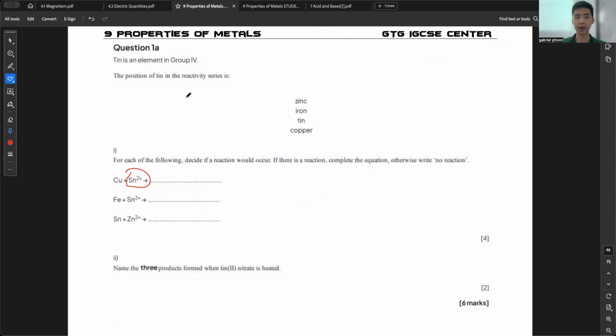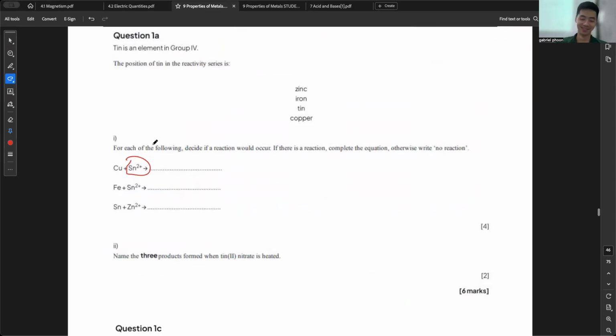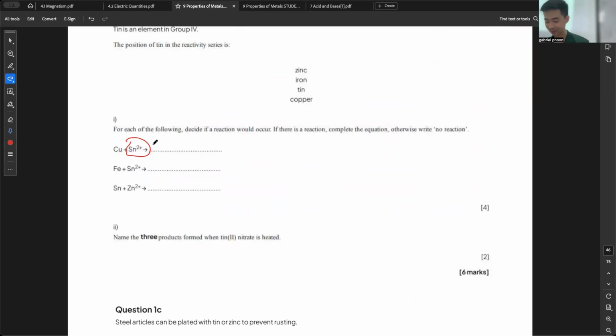Anyways, the 2+ here indicates that it's in the aqueous state. Okay, I don't know how to do that. I haven't been learning any of this because you were always not here. I was only learning last week. Okay, and here, that was in the discussion. You know anything? Possibly not.